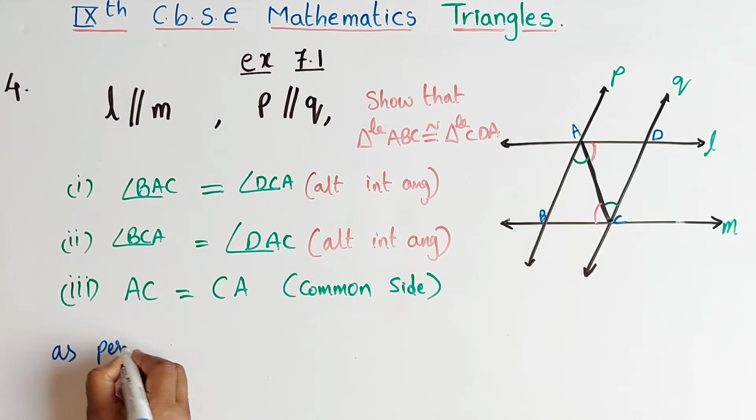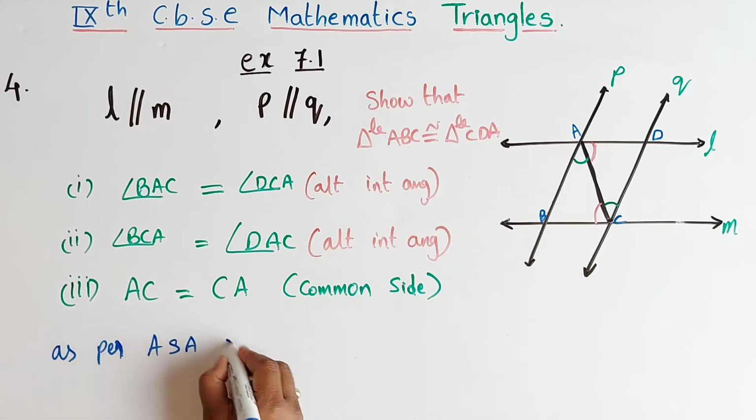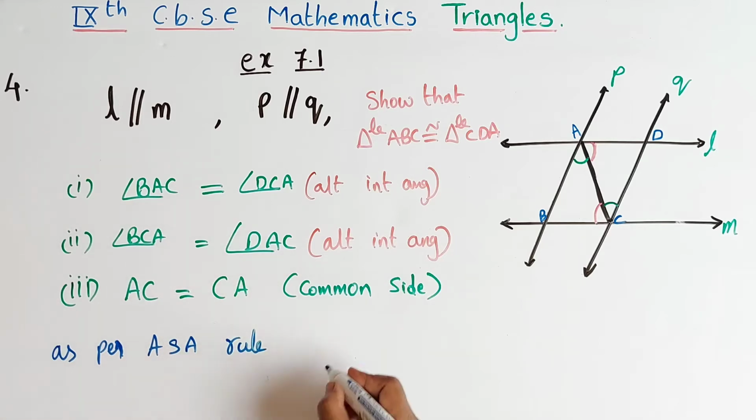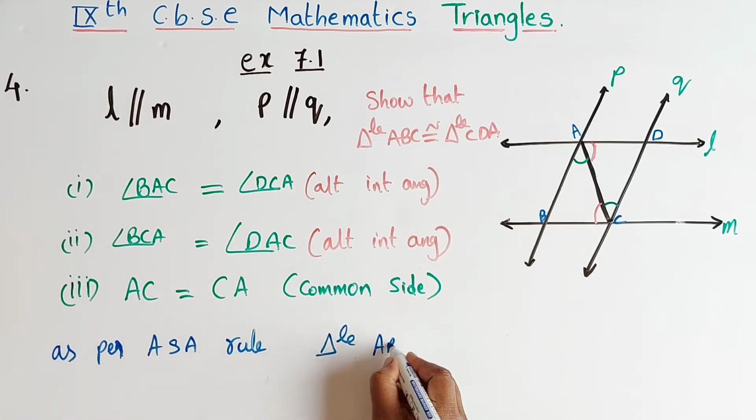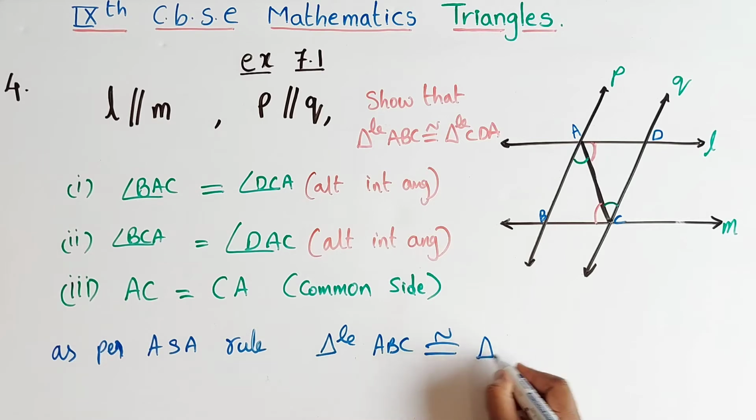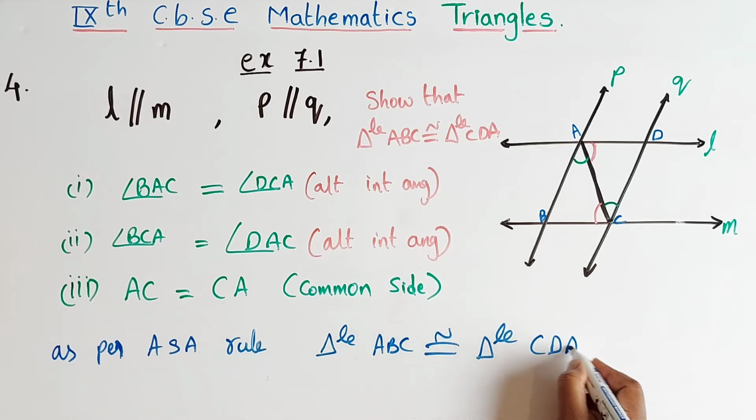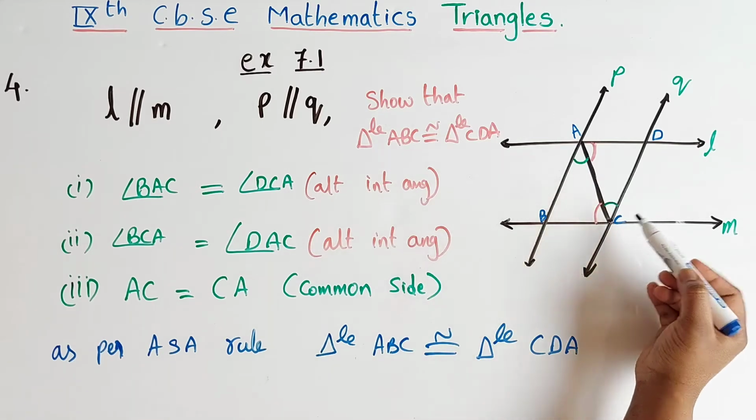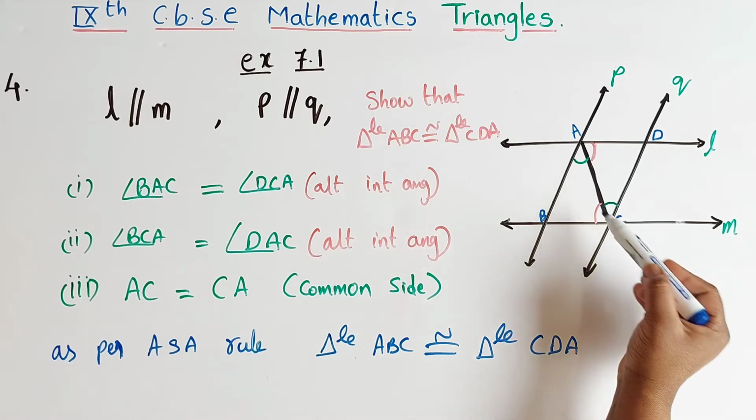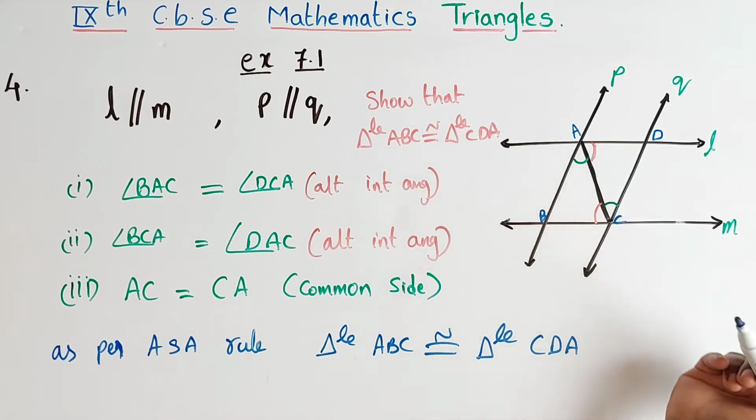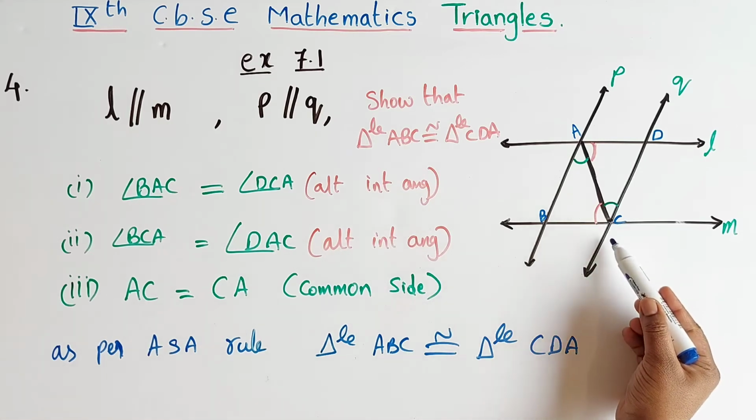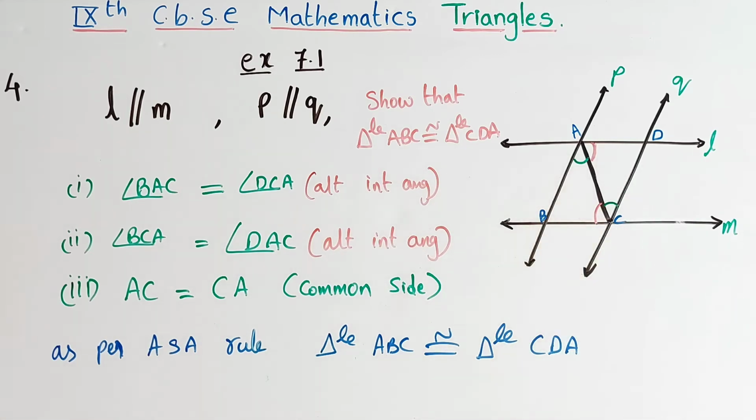So as per ASA rule, we can say that triangle ABC is congruent to triangle CDA. Correct, children? Here angles are equal, one common side is equal, and another pair of angles is equal. So as per ASA rule, triangle ABC is congruent to triangle CDA.